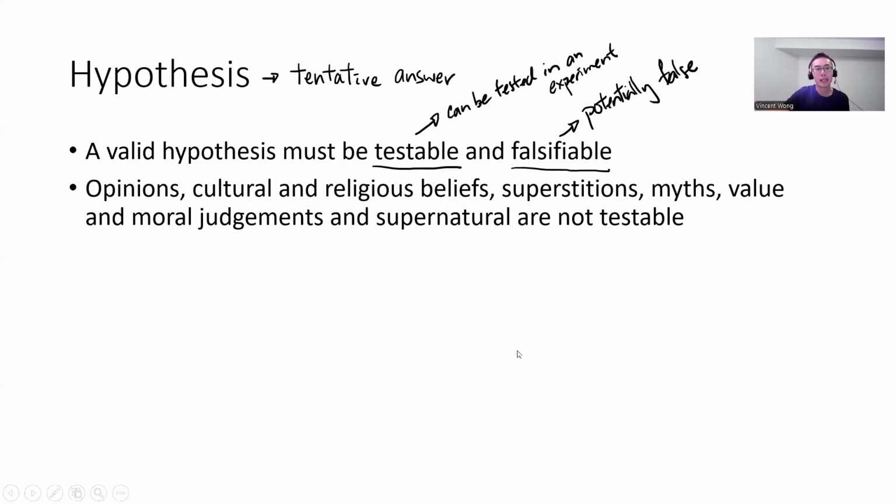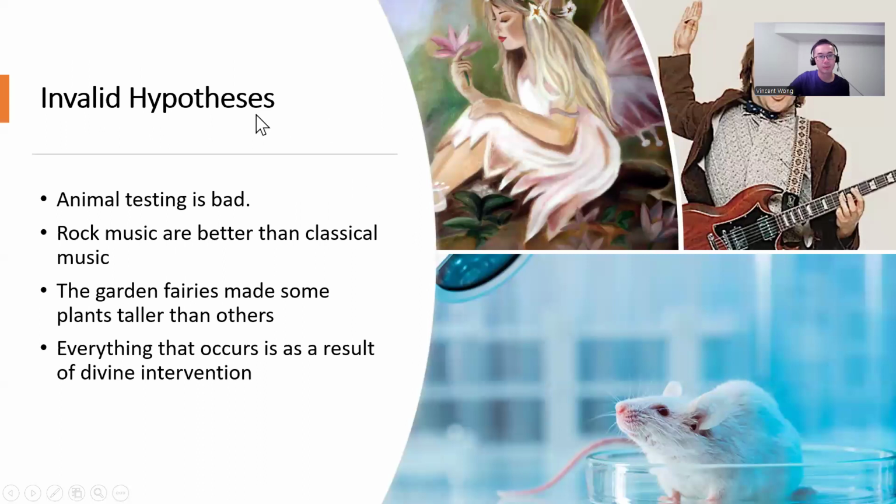Now, things that should not be included in a hypothesis include these things. I'll just read some of them. Okay, opinions, religious beliefs, moral judgments, supernatural stuff. These things should not be part of a hypothesis, okay, because you cannot test them, and in some cases they are not falsifiable. So let me give you a few examples of invalid hypotheses. Okay, hypotheses is just the plural for hypothesis. Number one, animal testing is bad. Right? Rock music is better than classical music.